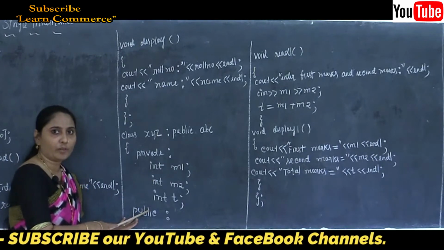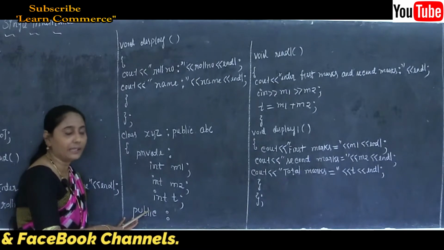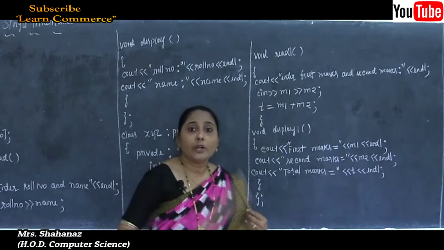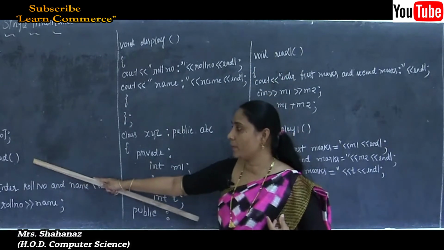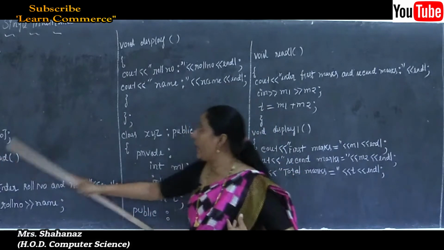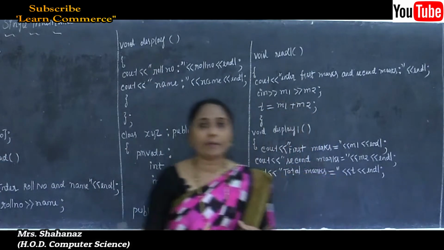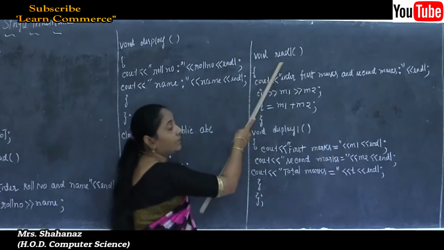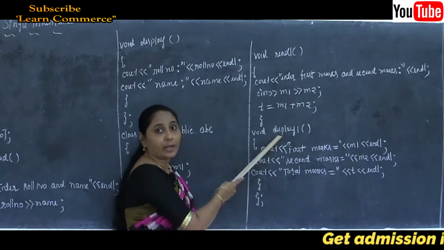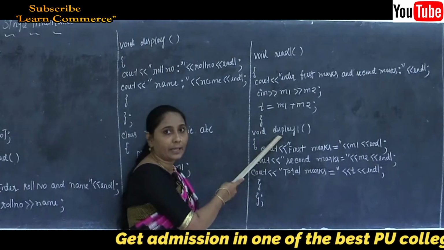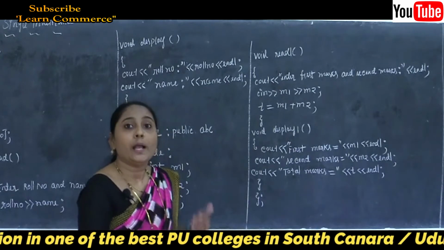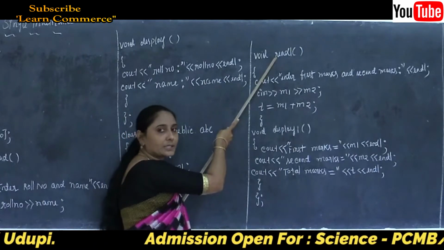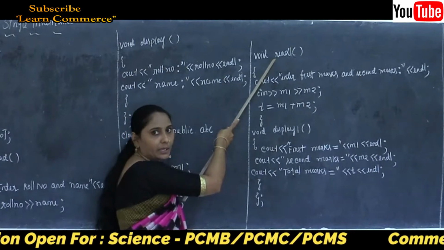So one of the member functions of the derived class XYZ is void read1. Clear this point here? You should remember it. Why? Because for the base class member function names I used read and display, but for the derived class member functions I am going to give the names read1 and display1. If you take the same name read again, it's not possible to execute the program. So we need to change the name of the member function of the derived class, that is called read1. Otherwise you can use any other name also.